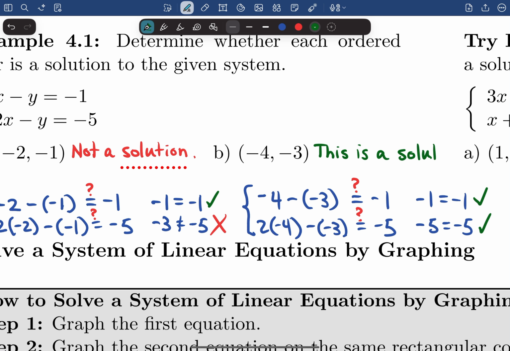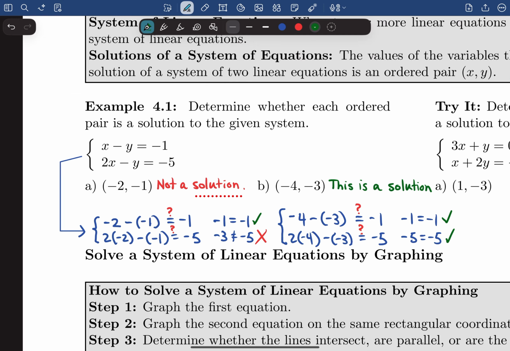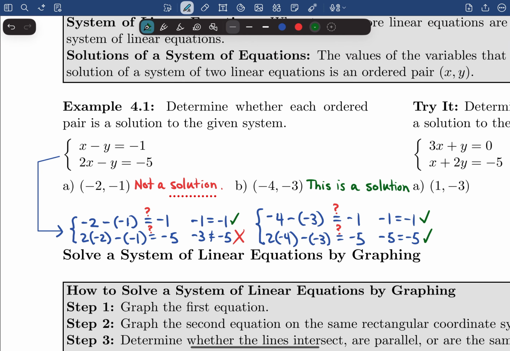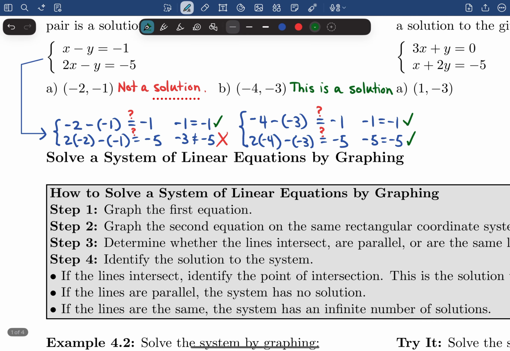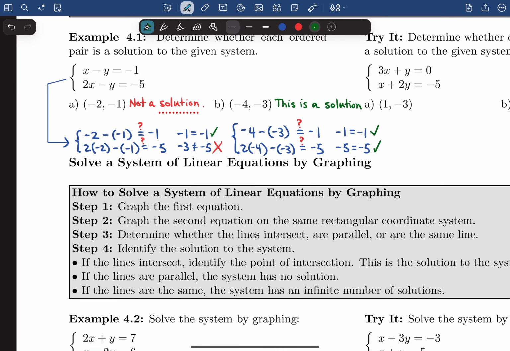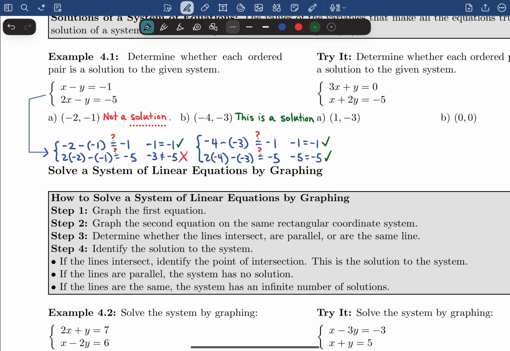All right, so we have found a solution to the system of equations. It's negative 4 comma negative 3. Great. And so you could always check any point you want to in a system of equations to see if that point is a solution. It's a great thing to check when you've solved the system.